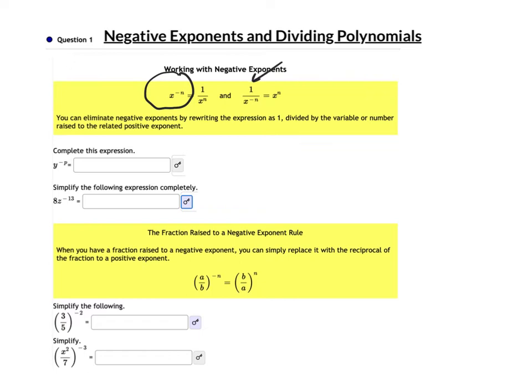In the second one, the negative is below, and when I move it to the top, it just becomes x to the power of n. The negative power is gone. Means reciprocal. Change the positions. Move it from the denominator to the numerator or numerator to denominator and drop the negative. Only move the negatives. Y to the negative p is 1 over y to the power of p.